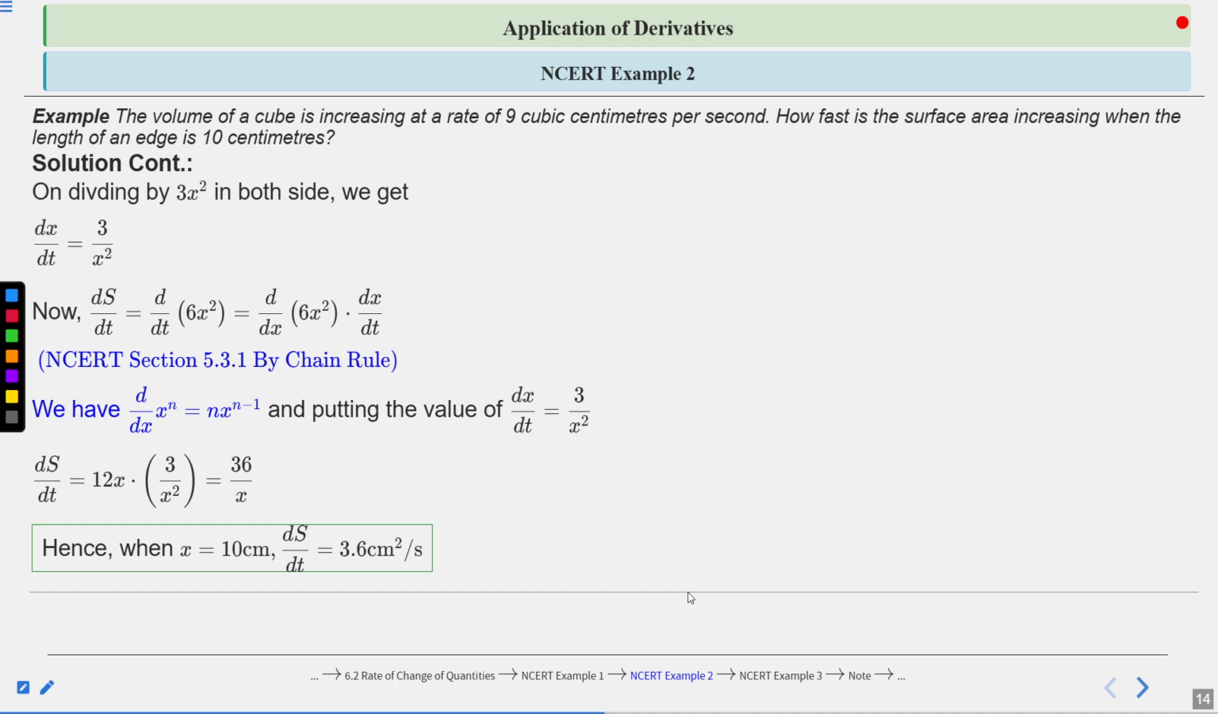Hence, when x is equal to 10, ds upon dt will be equal to 3.6 centimeter square per second, right? Clear? By putting the value of x equal to 10 centimeter, ds upon dt will be equal to 3.6 centimeter square per second, right? So this will be the final and right answer.